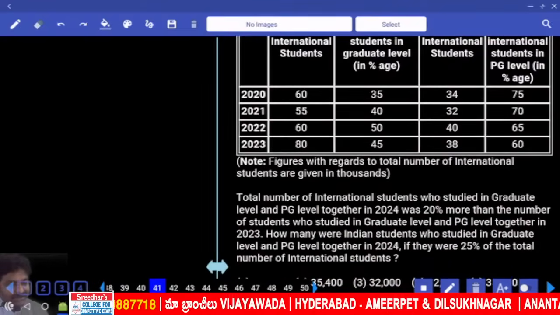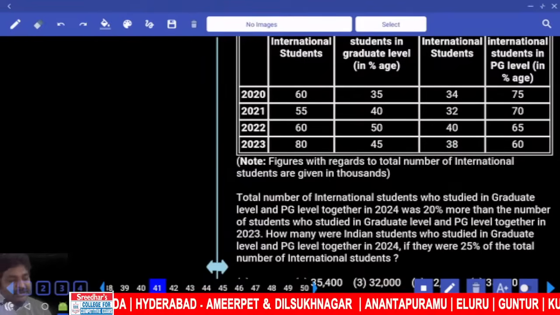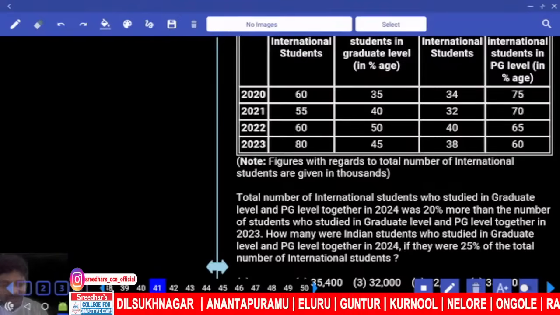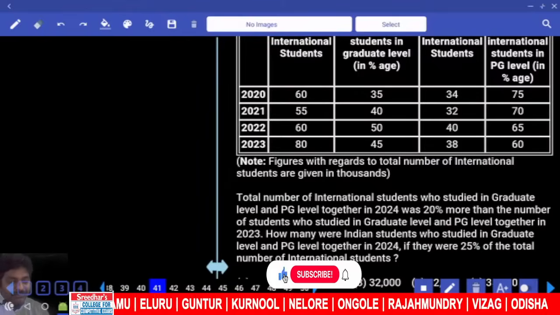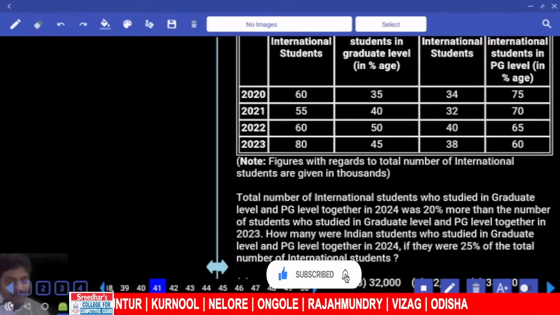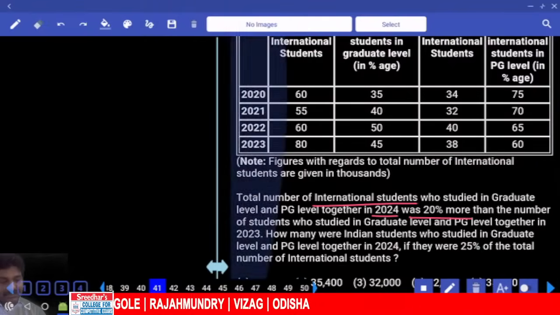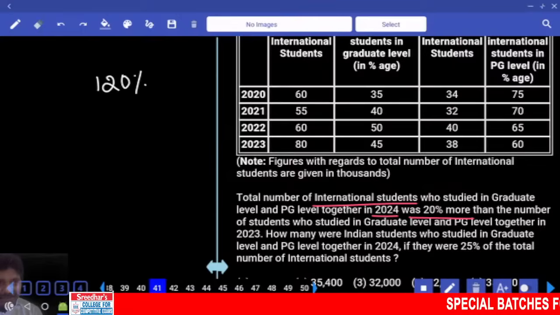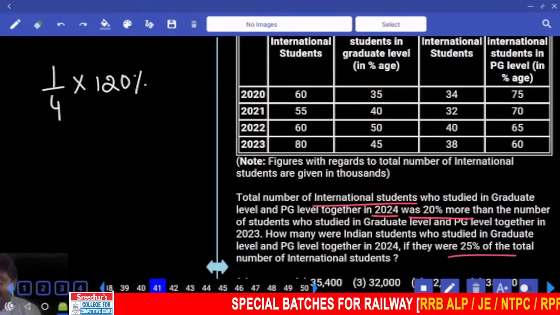The total number of international students who studied in graduate level and PG level together in 2024 was 20% more than the number of students who studied in graduate level, PG level together in 2023. How many were Indian students who studied in graduate and PG level together in 2024 if they were 25% of the total number of international students? Okay. International students in 2024 was 20% more than the previous year, correct? If they are 20% more, they become 120% only. Finally, the question is about Indian students who are 25% of this number. 25% is 1/4. This is what we need to calculate.